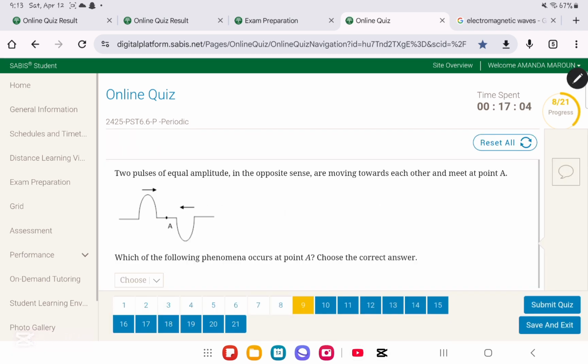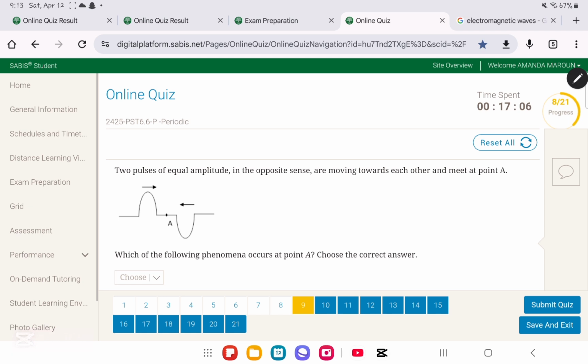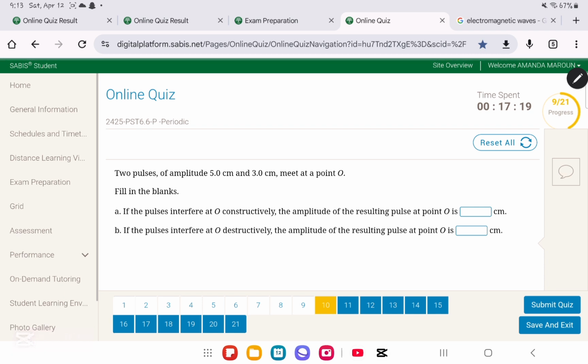We move on to question number 9. They said two pulses of equal amplitude in the opposite sense are moving towards each other and meet at a point A. Which of the following phenomena occur at A? This is destructive interference because they're in the opposite sense moving towards each other. Okay? We move to question number 10. They said two pulses of amplitude 5 centimeter and 3 centimeter meet at point O.